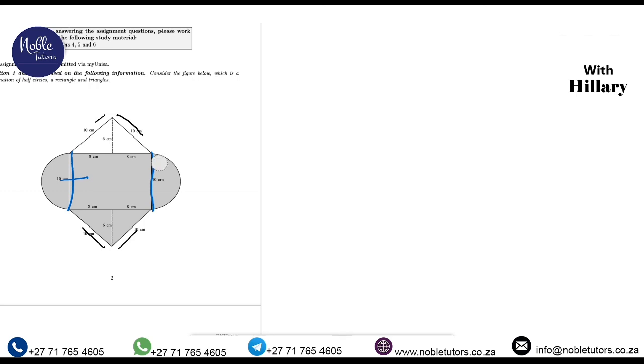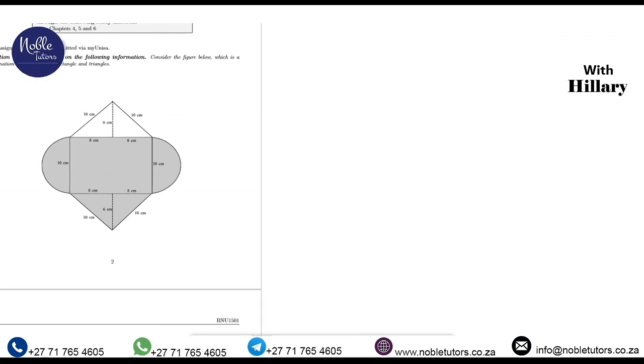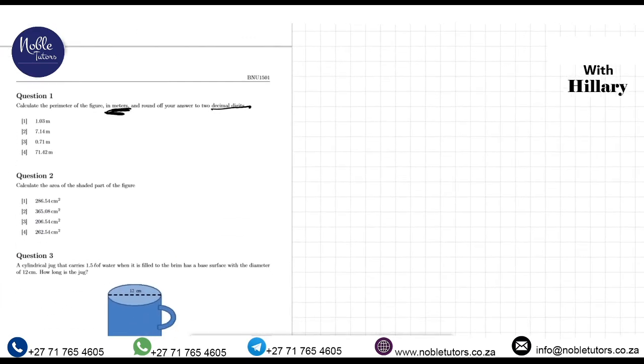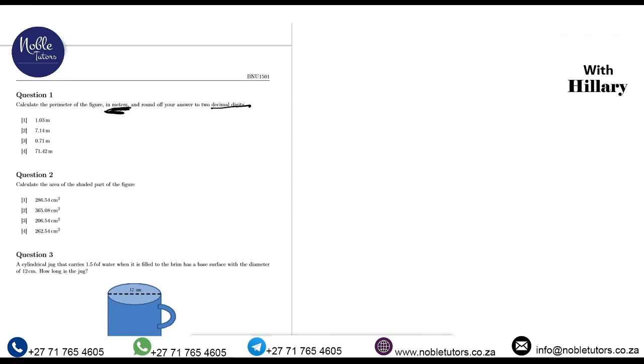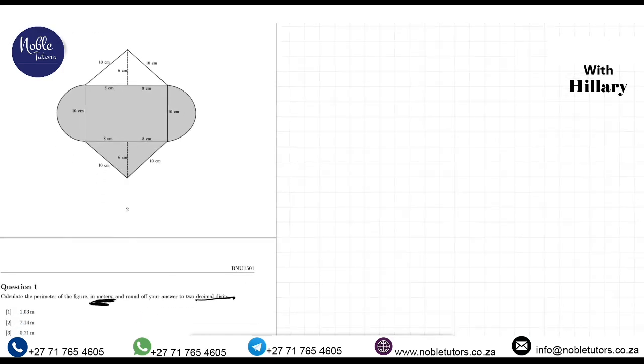Okay, now moving forward, on question 2, they said calculate the area of the shaded part of the figure. Now, when you're calculating area, you come back to the figure and look at how many shapes you have. Because for perimeter, we're just calculating the distance on a given shape. But now you need to know how many shapes you have that are shaded and that are not shaded.